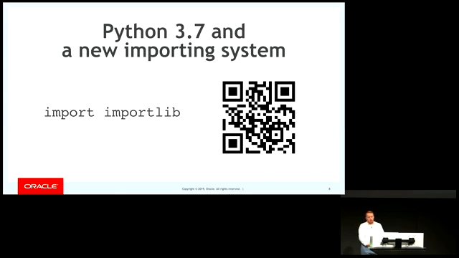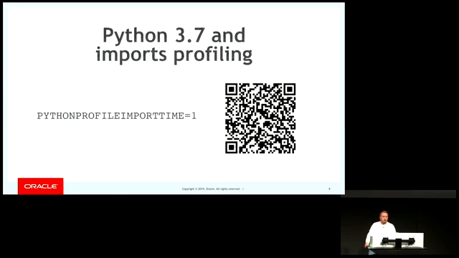There's a QR code. Also, new things were added as part of the 3.7 release: a new tool called import profile tools. You can start your code and actually see how much time your imports take to run.